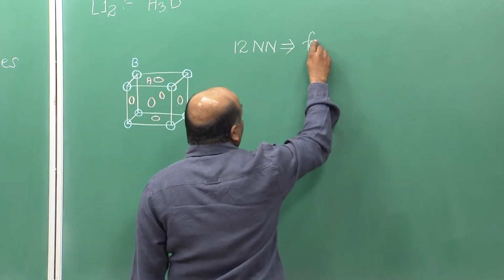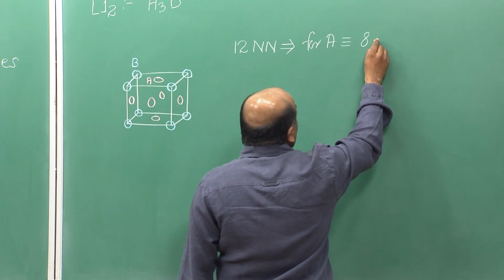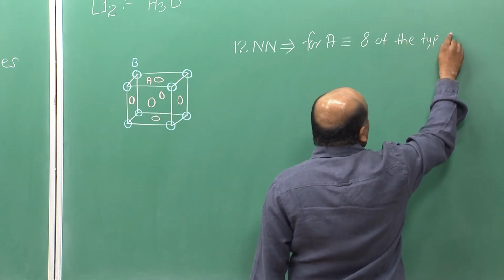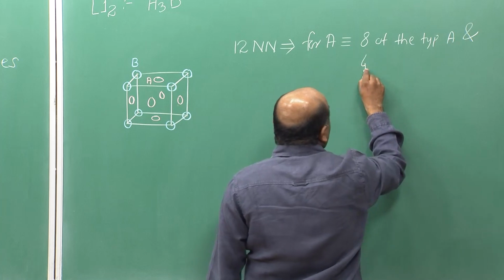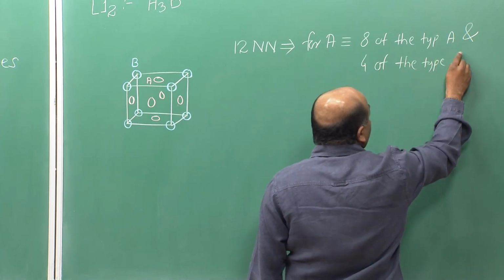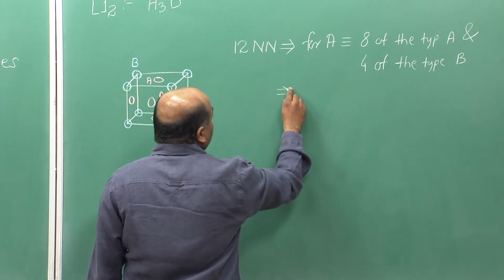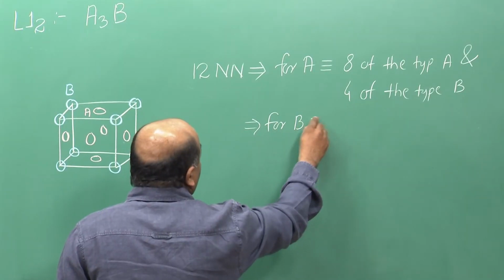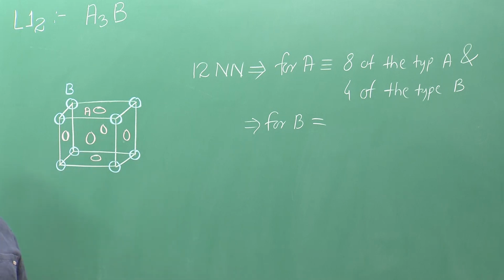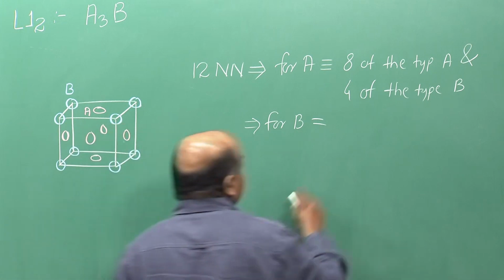for A, 8 of the type A and 4 of the type B. Whereas, for B you can visualize any B atom, all 12 nearest neighbors for any B atom are A atoms.